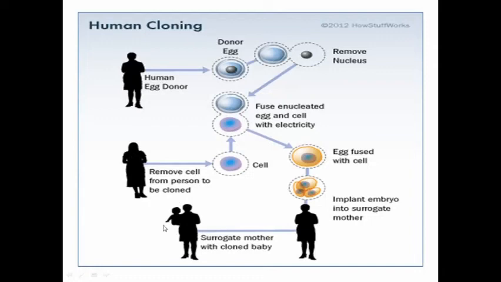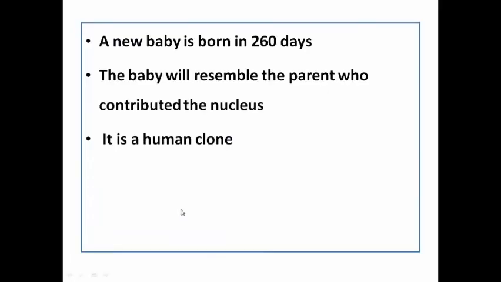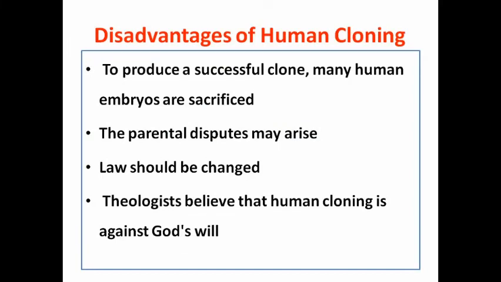The newborn baby resembles the egg donor mother. This is the human cloning method. The newborn baby resembles the exact copy of the egg donor mother. Human cloning and sheep cloning, the procedure and method are the same. In the cloning method we can get the same, similar persons.